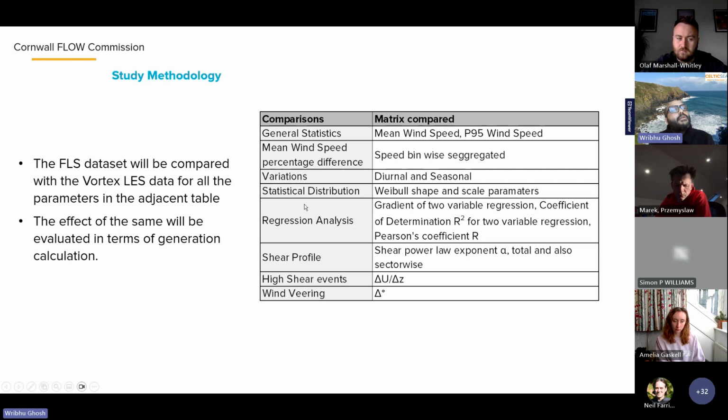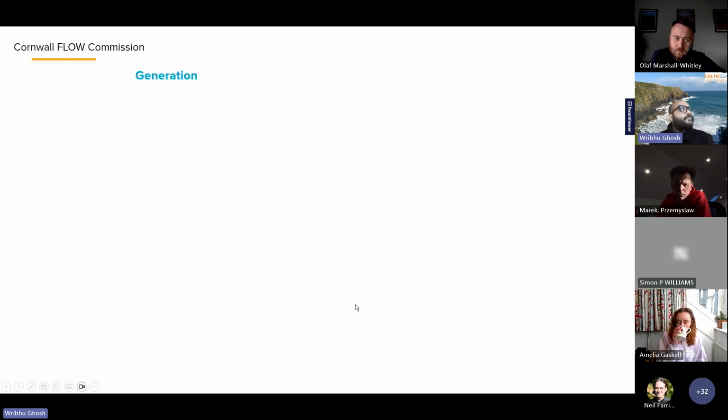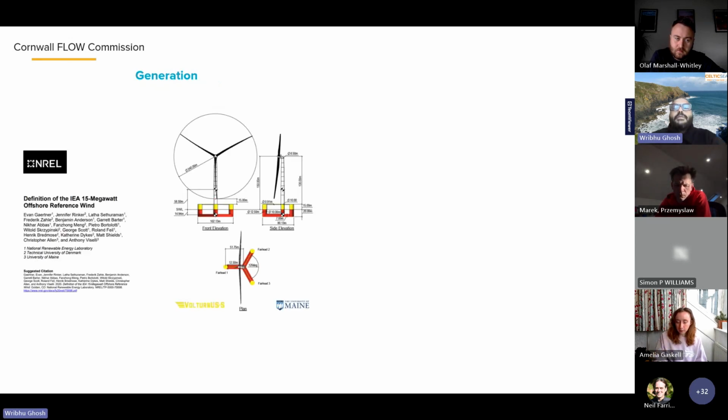And we will discuss a little bit about the shear profile and the shear profile alpha, and also we adopted a new method called the wind speed gradient, which is delta U by delta Z. We will define that and we will see how that works, and we will also talk a bit about veering. And because, as we discussed, we are going to finally evaluate everything based on its impact on generation.